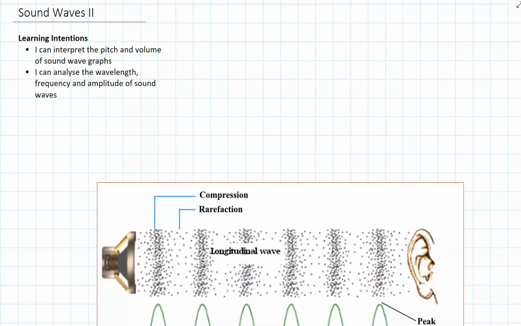Hey everybody! We're going into some more detail now about sound waves and how we describe the different parts of them, and we'll be looking at sound wave graphs as well. So your learning intentions are, you should be able to interpret the pitch and the volume of a sound wave graph when we draw them, and you should be able to analyze the wavelength, the frequency, and the amplitude of a sound wave. And we'll learn all those words right now.